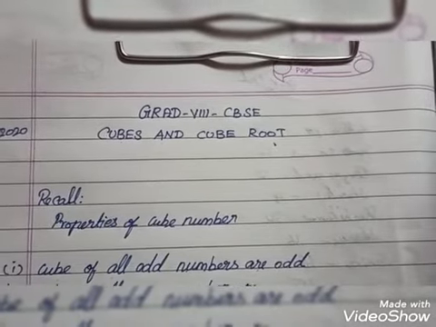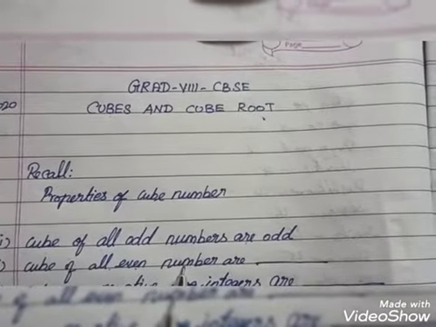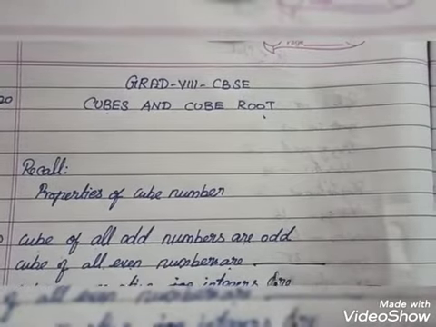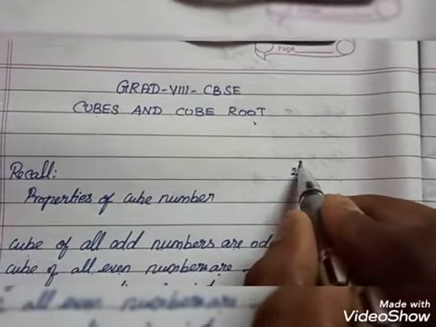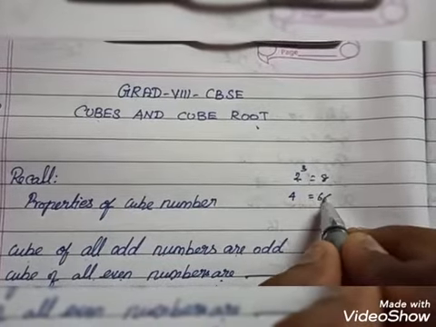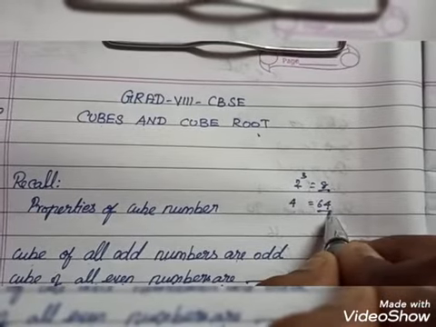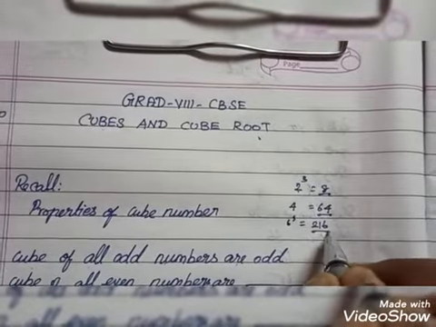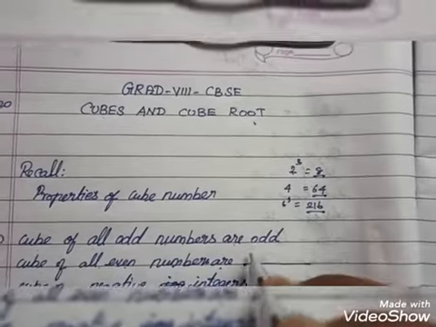So cube of all odd numbers is odd. And the same way, cube of all even numbers are dash. If you take any even number, for example 2, the cube of 2 becomes 8, and the cube of 4 becomes 64. Now you see 8 is an even number and 64 is an even number. If you take 6, 6 cube becomes 216, which is an even number. So cube of all even numbers are even.